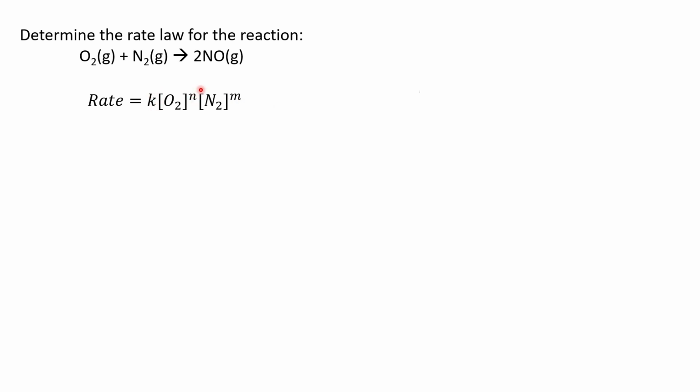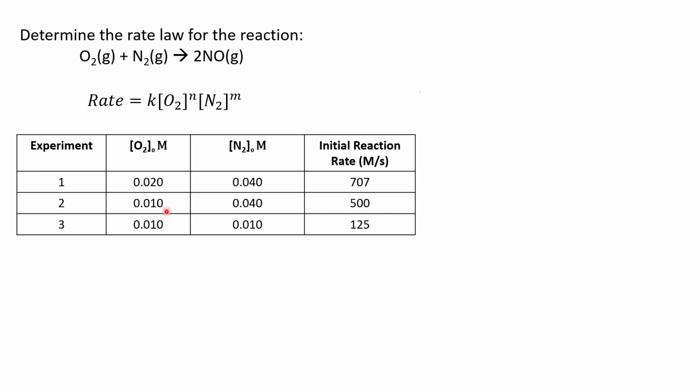Remember, K, N, and M must be determined experimentally. They do not come from the balanced chemical equation. So I need some experimental data. Okay, here we go. I've got 3 different experiments. I'm going to use all this data to determine what I need to determine.